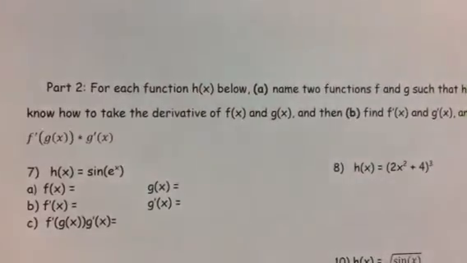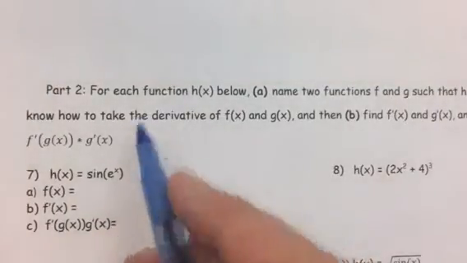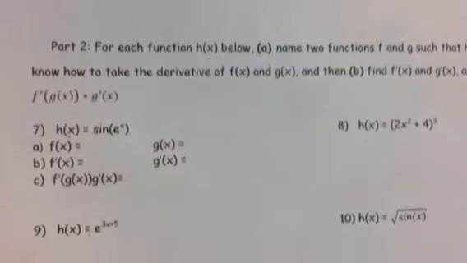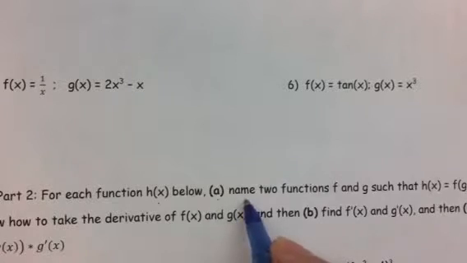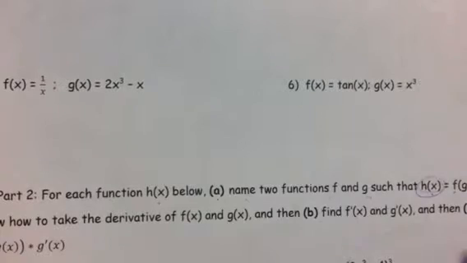This second part, there are three things we're going to do again. There's a function h of x in each one of these, so each of these starts with h of x. And what we need to do is, in part A, name two functions f and g such that h of x is f of g of x. So we're basically splitting h of x into two functions that it's made of.